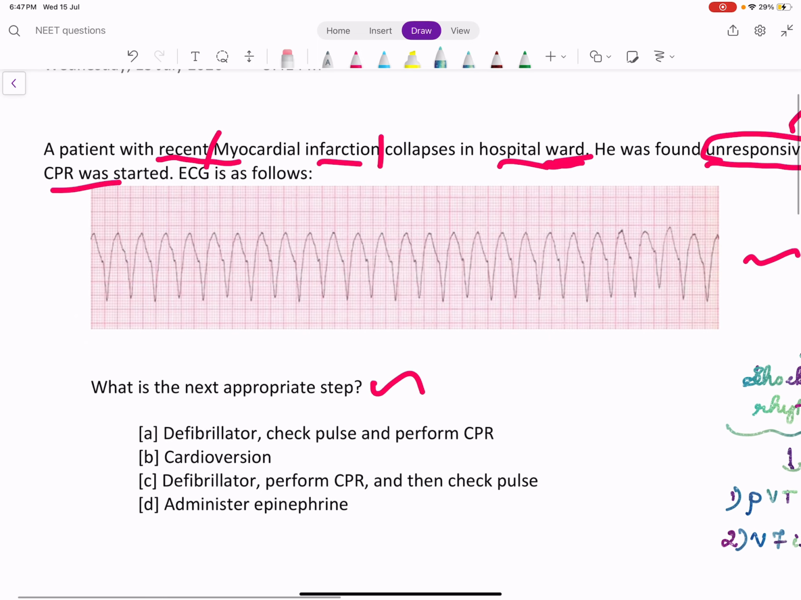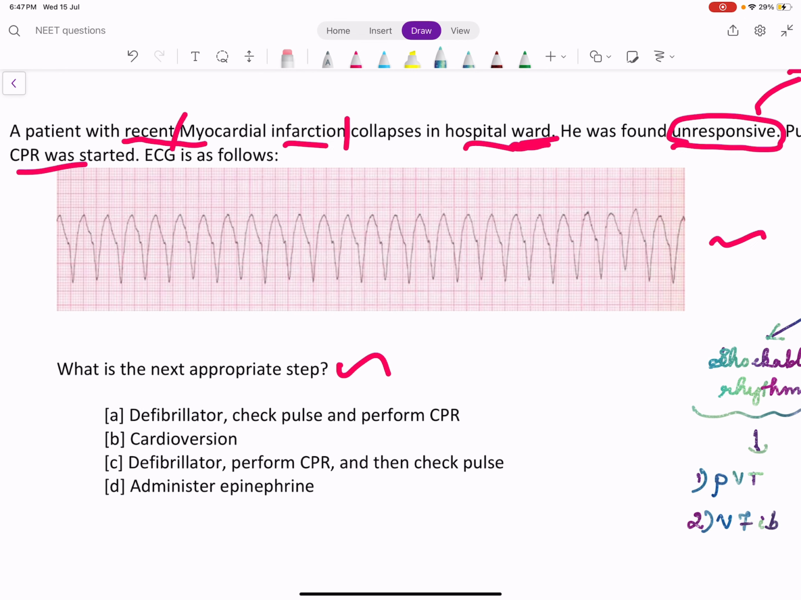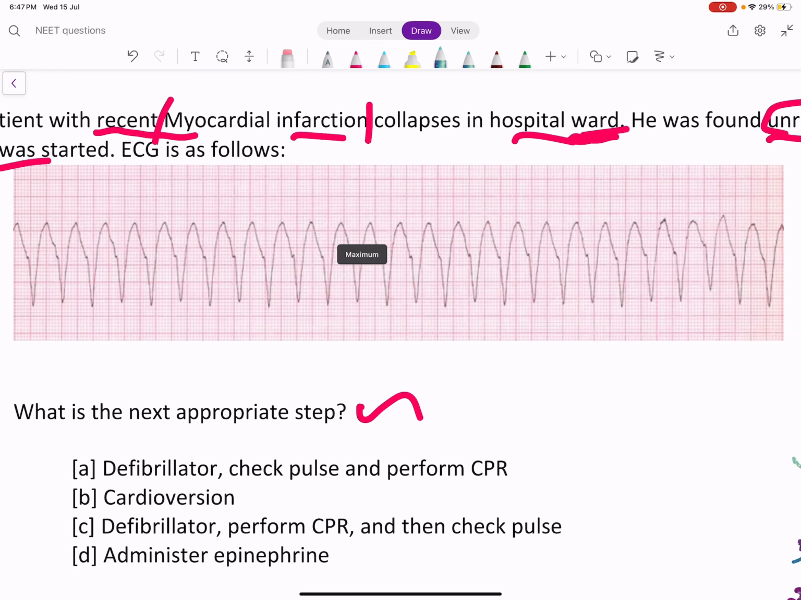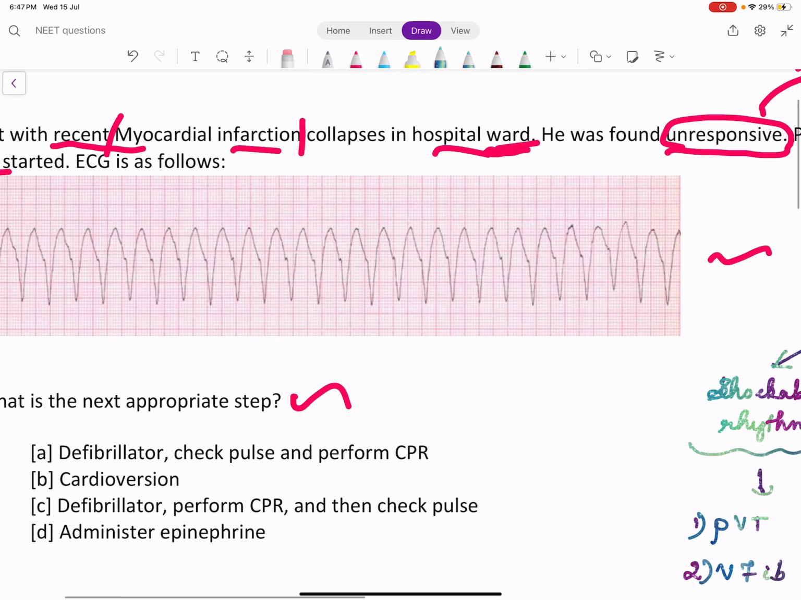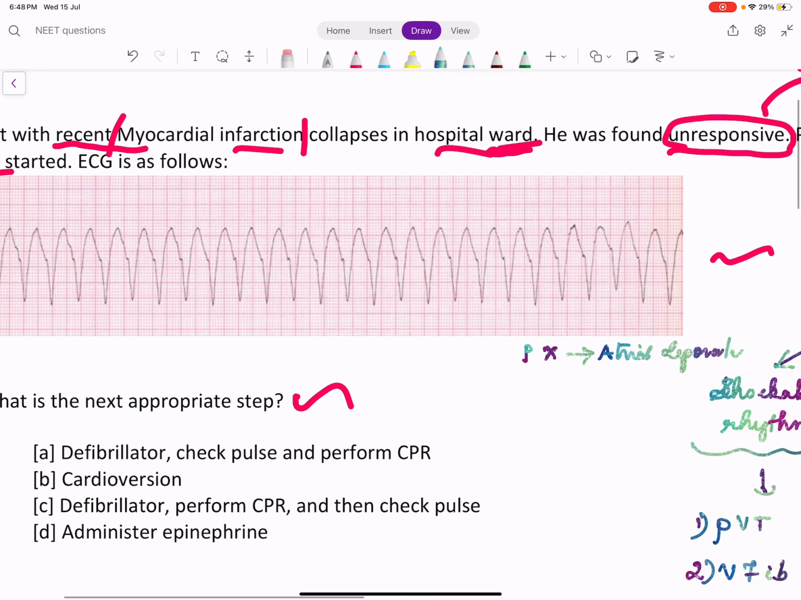We'll discuss this ECG. When you are stuck in an ECG in the NEET, just try to discern each of the ECG waves. Are you able to make out the P wave here? No. P wave means atrial depolarization. When the P wave is not present, the atrium is not getting depolarized. So the rhythm does not originate from the atrium. There is no atrial depolarization as there is no P wave.